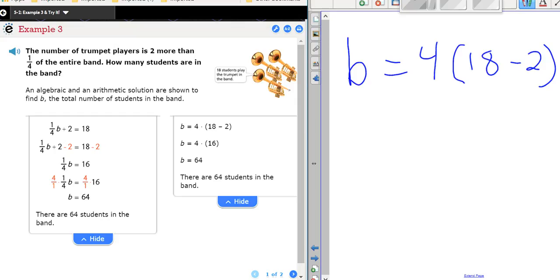Now, what I find very interesting is look at the work. On the left side, we see how we subtracted 2 right here, and that's the first thing we do in this problem, the 18 minus 2. And then when we divided by this 1/4, we ended up multiplying by 4 over 1, which is what we're doing right here in the arithmetic solution. So in the end, we get an answer of 64 both ways, but one uses a little bit more algebra. One uses more arithmetic. There are no hidden variables that you have to rearrange, and so that's why it becomes more arithmetic.